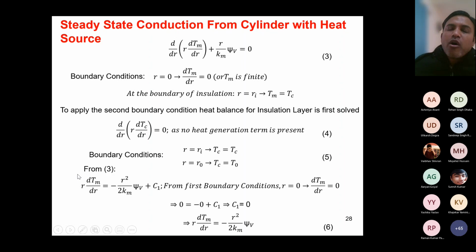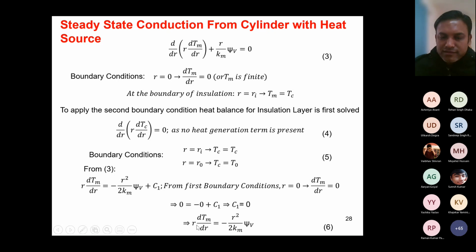So this is the equation which we have obtained after first integration, isn't it? Now apply the first boundary condition. What is the first boundary condition? Okay, r is equal to 0, dTm by dr is equal to 0. So this dTm by dr becomes 0 and this r is also 0. So this second term on the right hand side is also 0. So you get C1 equals 0, isn't it?